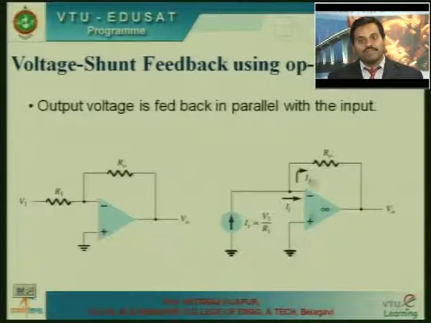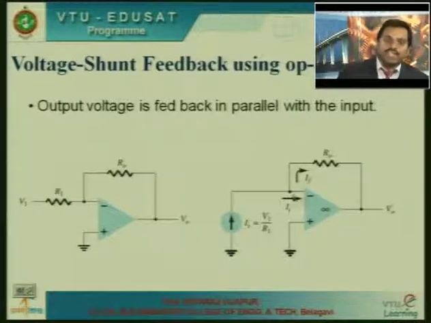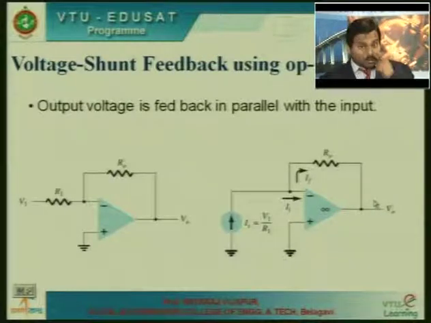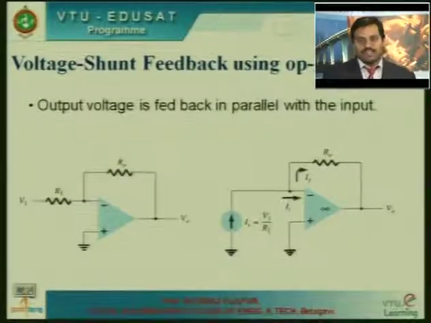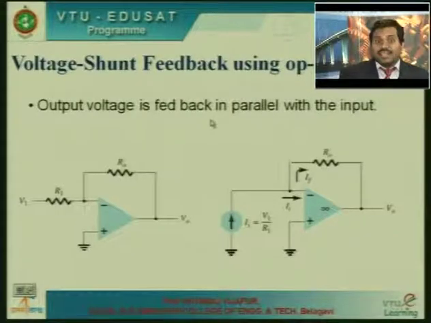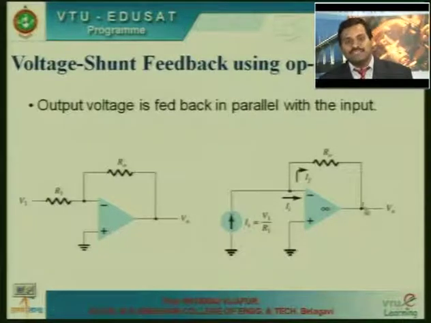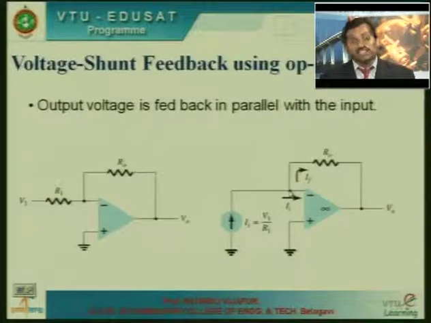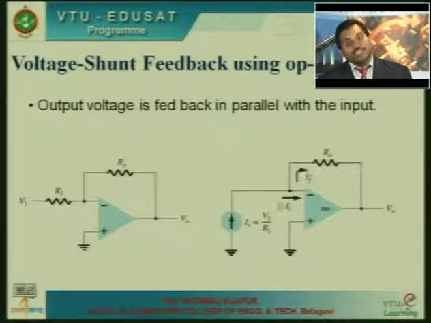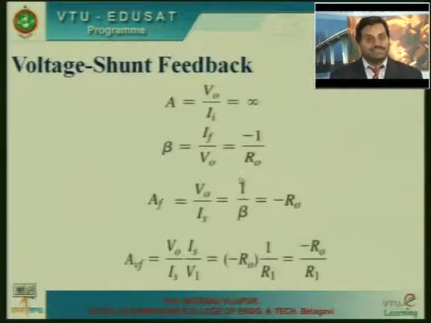So this is the op amp configuration. The non-inverting terminal is grounded. Output is applied to the input via feedback resistance R0, and you have an output voltage V0 here. Now let us see how the elements are controlled here. Very simple: the output voltage is fed in parallel with the input. If the output voltage increases, then the feedback current drawn will also increase, so the input current decreases. That is how the stability is brought in.